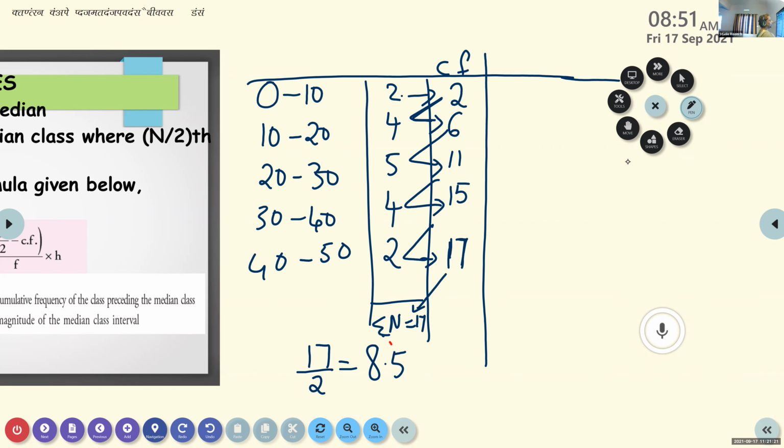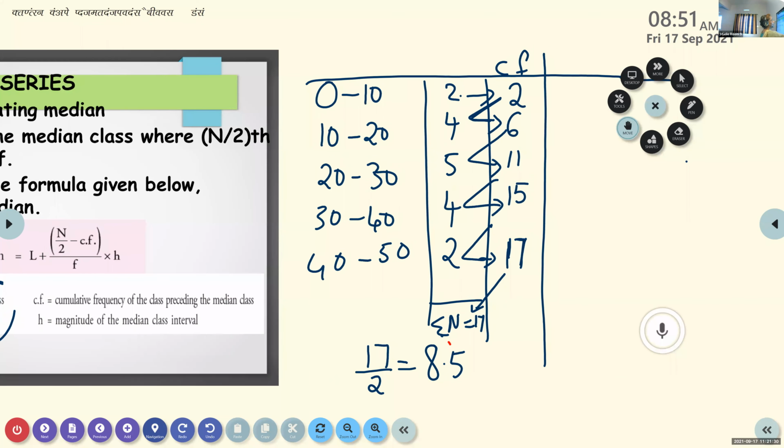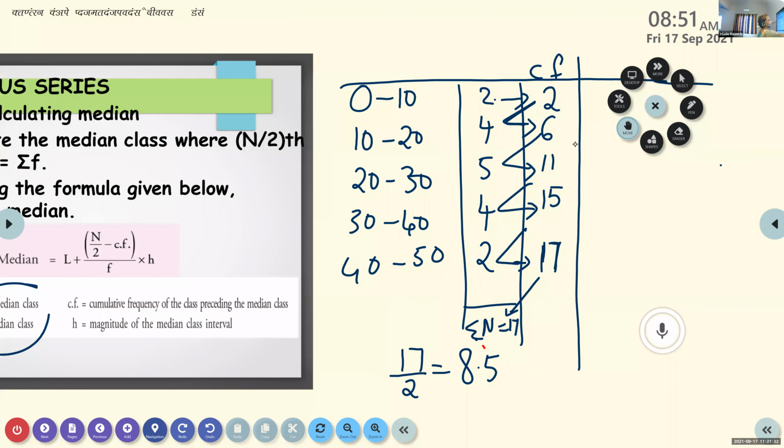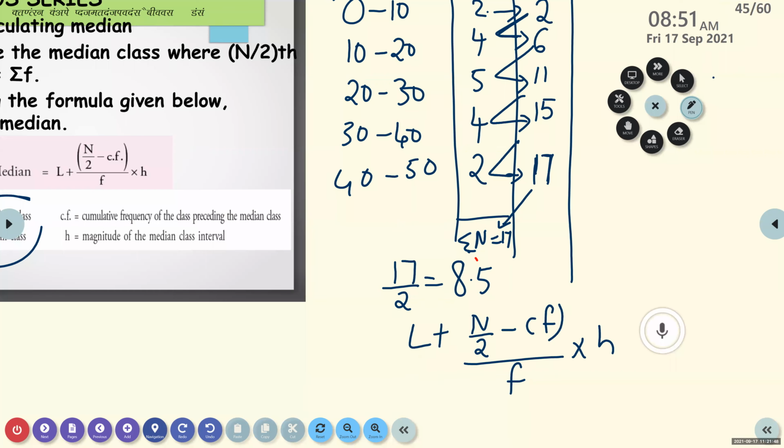Now we are going to apply this in the formula. What is the formula here? L plus N by 2 minus CF divided by F into H. Okay, now what is N by 2? We already got it before.